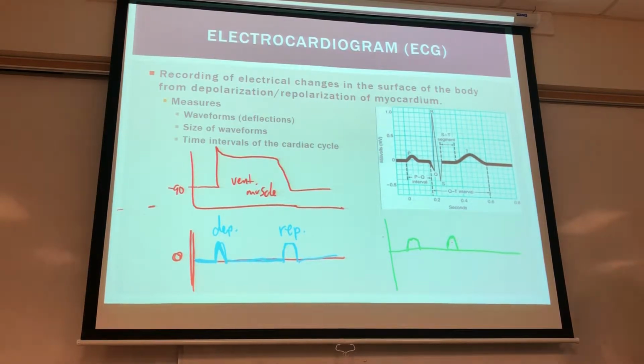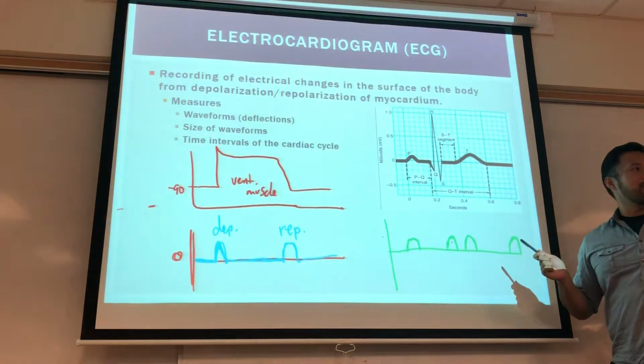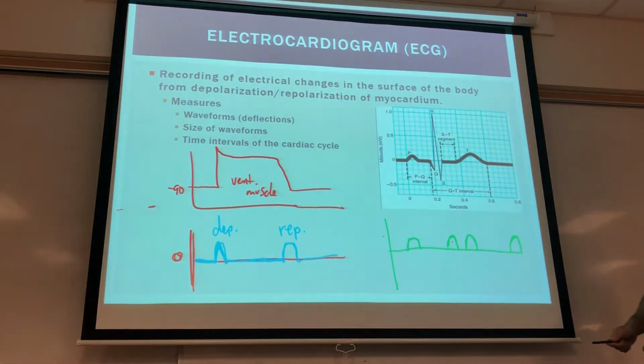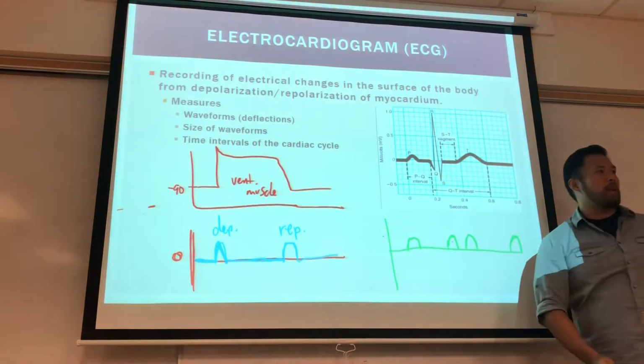Then, what's the next thing I should see? What contracts after the atria? Ventricles. So the next blip I should see is ventricular depolarization, right? Then the next blip I should see is ventricular repolarization. So it should look like this. But technically our ECG doesn't look like this. It looks combined.